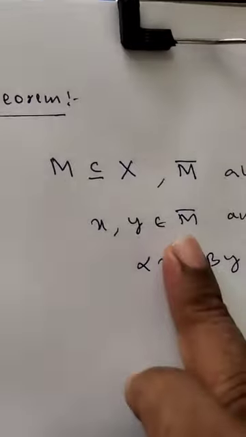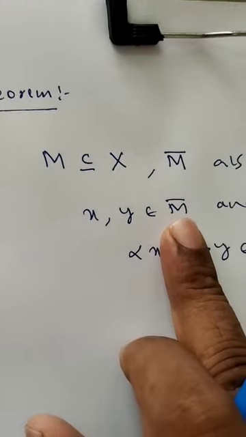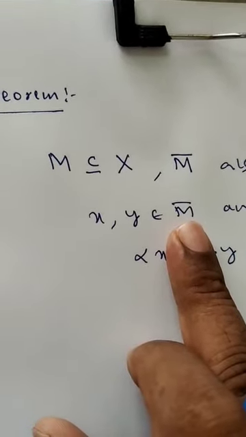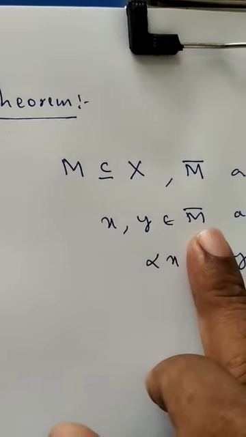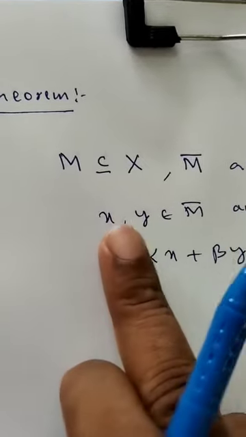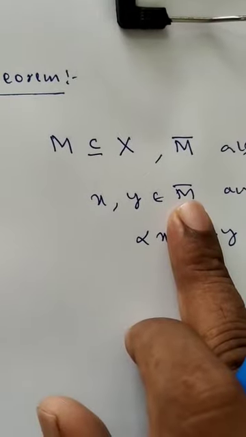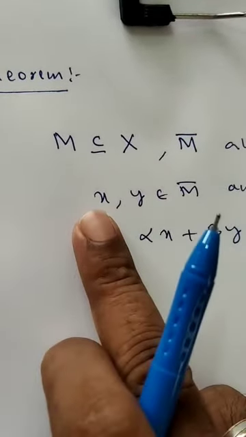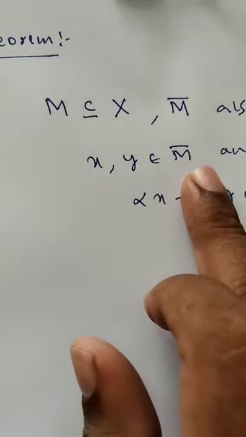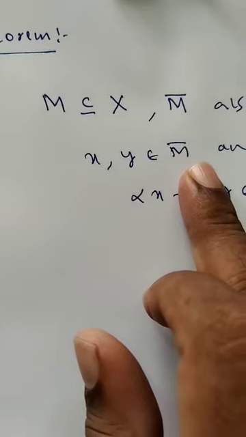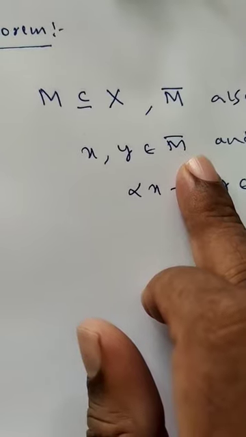Now, by the definition of the elements in M closure, X and Y are in M closure means they are adherent points. By the definition of adherent points, what will happen? Every neighborhood of X contains a point of M, which means the distance between X and the point of M is very small. Or in other words, we can say every neighborhood of X contains a point of M.